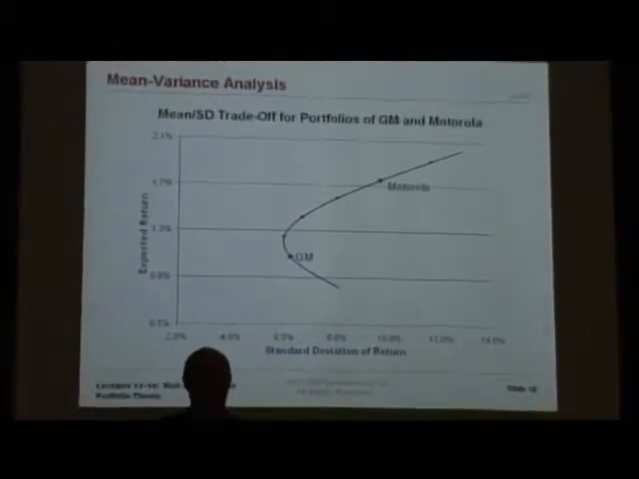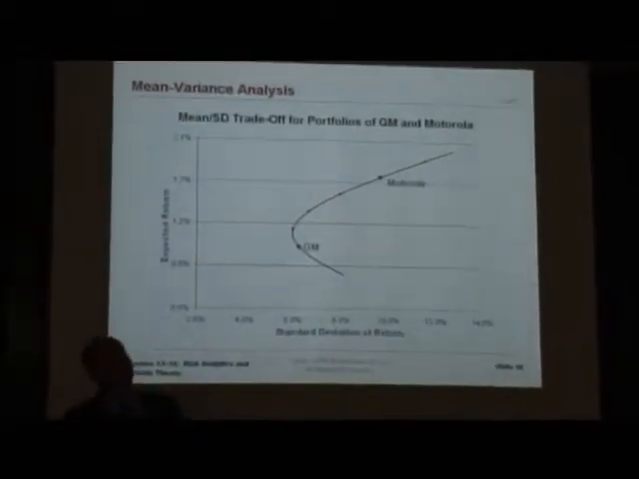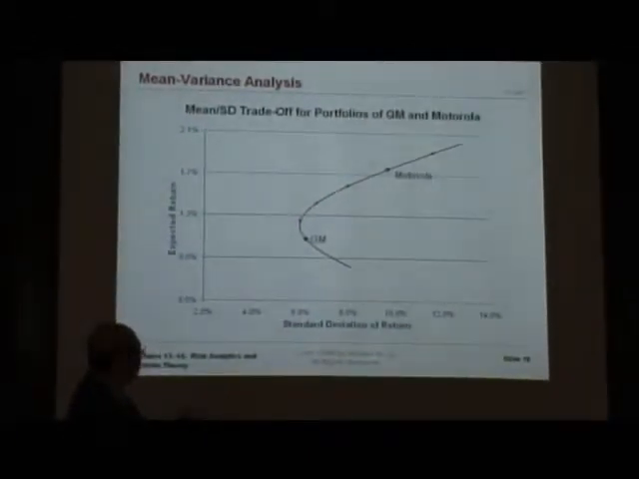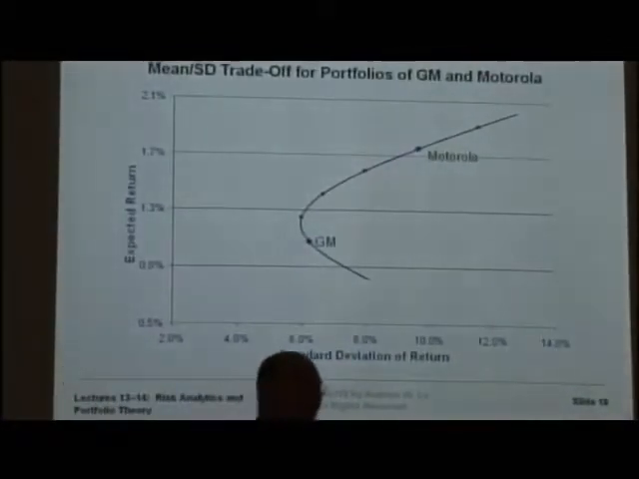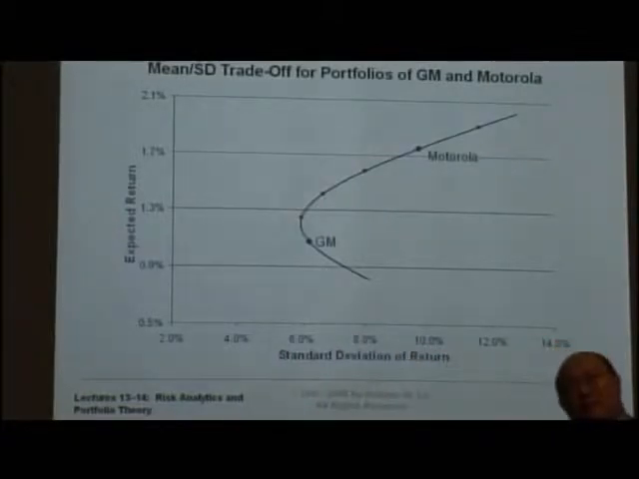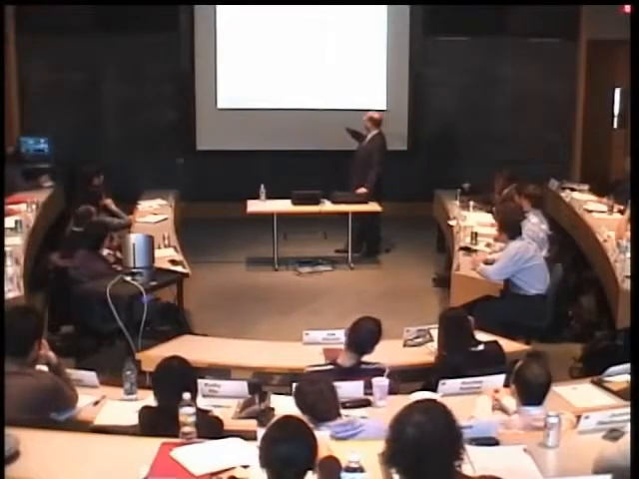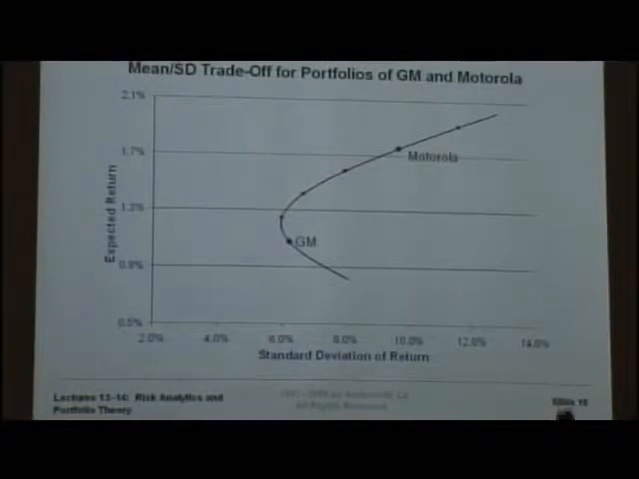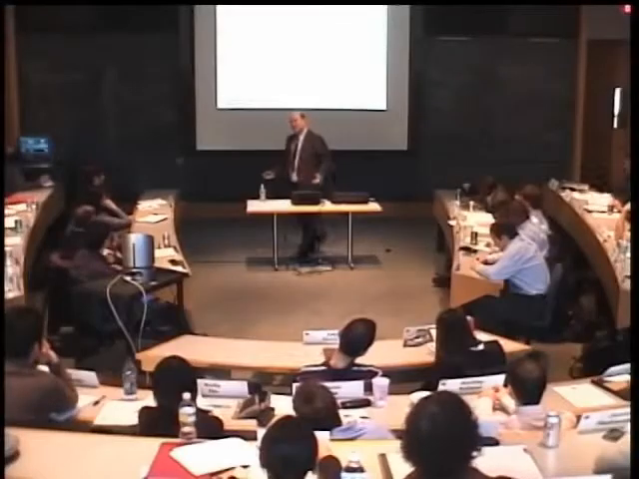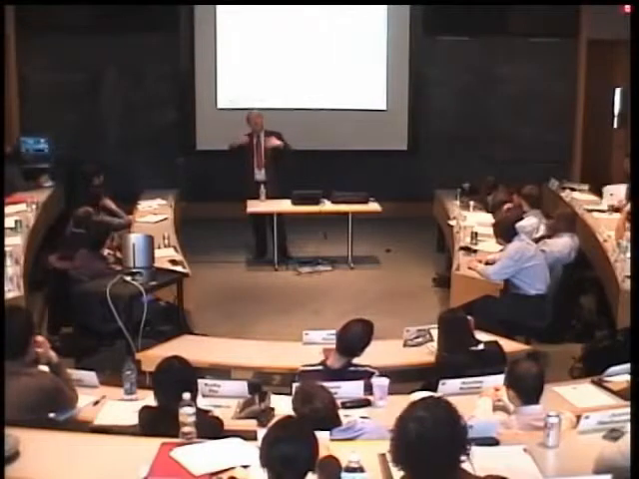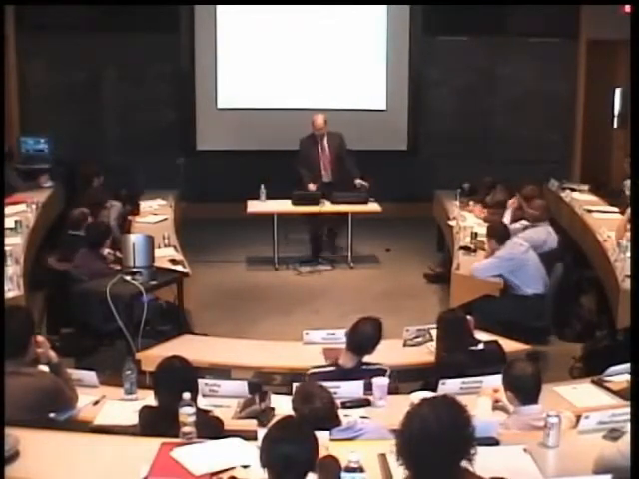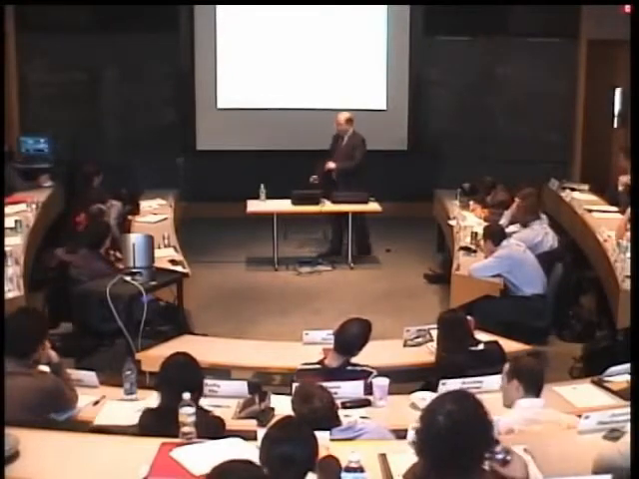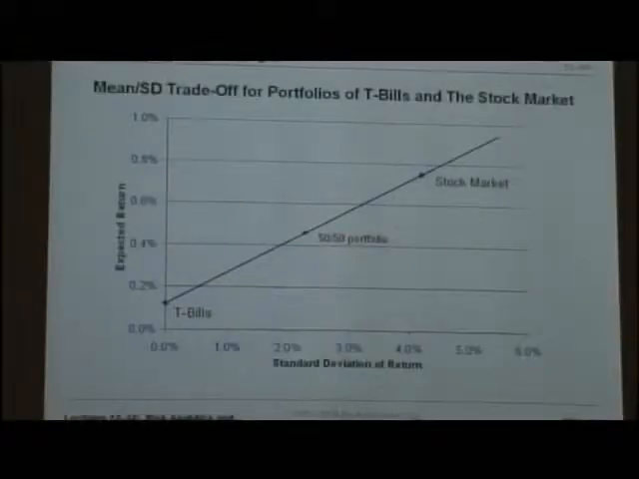Actually, that's not quite true. What everybody would like to do is they'd like to be up here. Unfortunately, we can't get there with just General Motors and Motorola. In a few minutes, I'm going to show you how you might be able to get there with other stocks. If you introduce other assets, then you might be able to get there. But you can't get there right now. OK, so here we are with stocks and T-bills. And we know that you get this linear combination here.